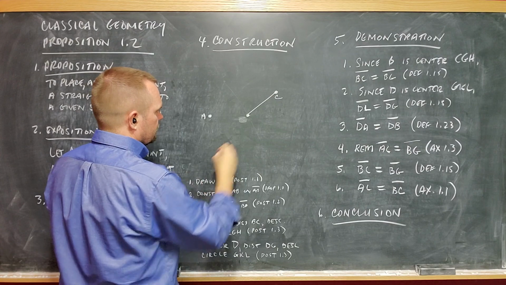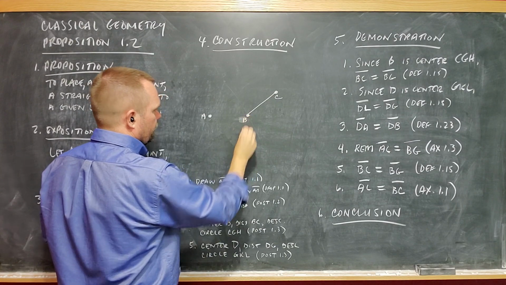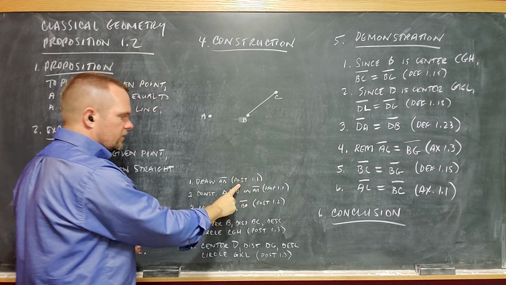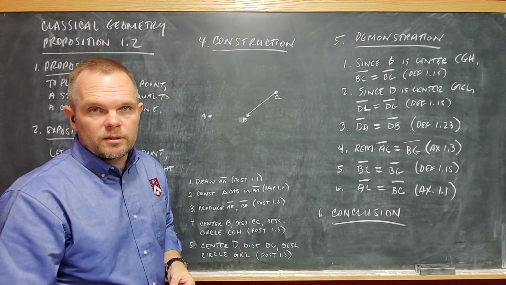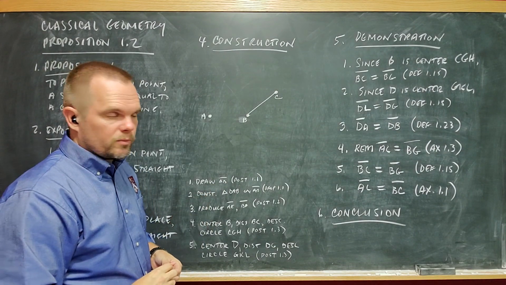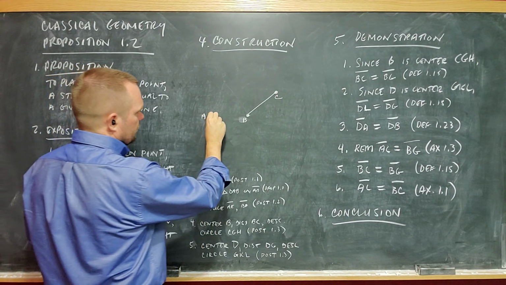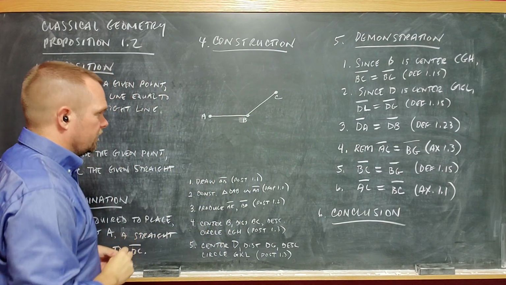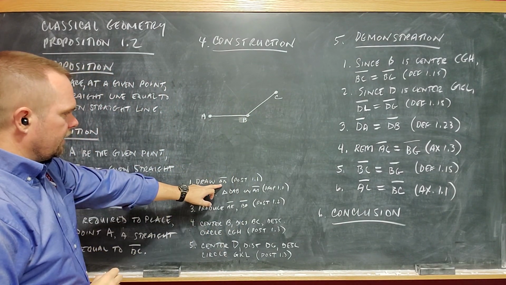Let me just move this label down a little bit. So we're going to connect point A and point B. We're allowed to do that based on postulate 1.1, which tells us that any two points can be connected with a straight line. So we're going to connect point A and point B to form straight line AB.